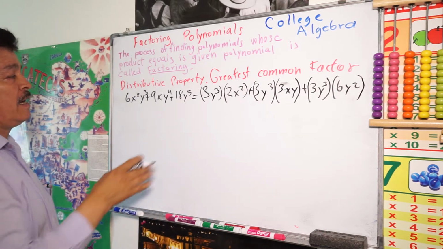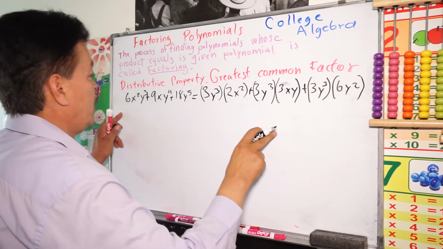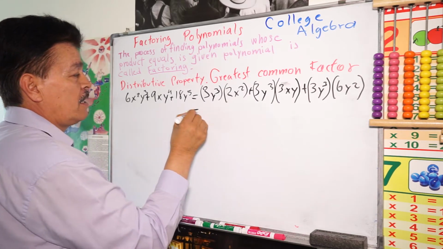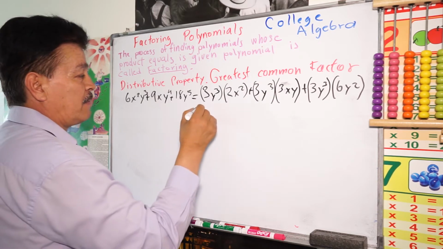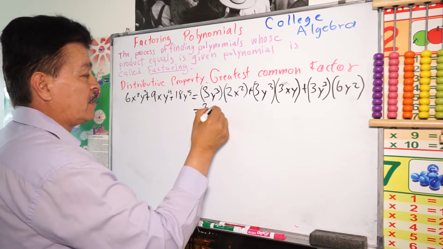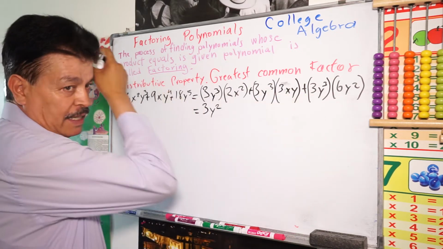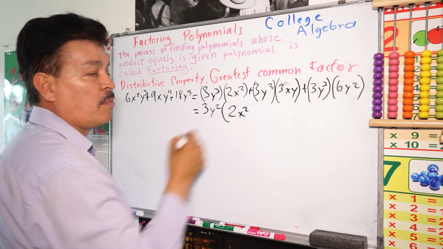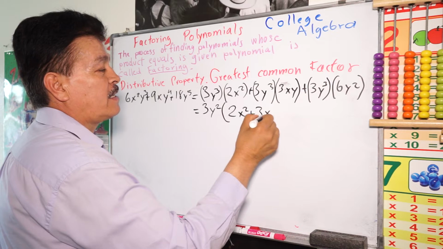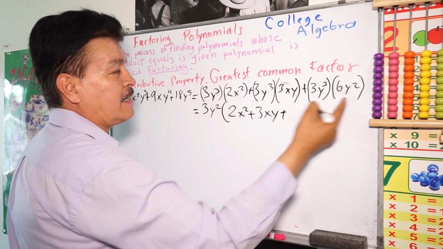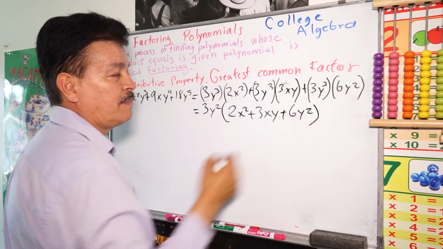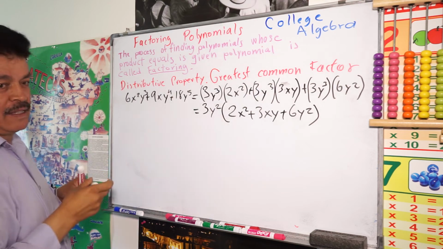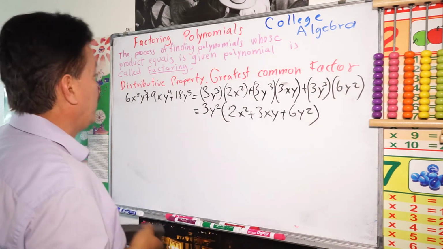Let's see, using the distributive property with the different coefficients and variables, simplifying all this, we're going to have 3y to the second power times 2x to the second power plus 3xy plus 6y to the second power. If you multiply all these, you're going to get the same answer. This is the concept. This is one example.